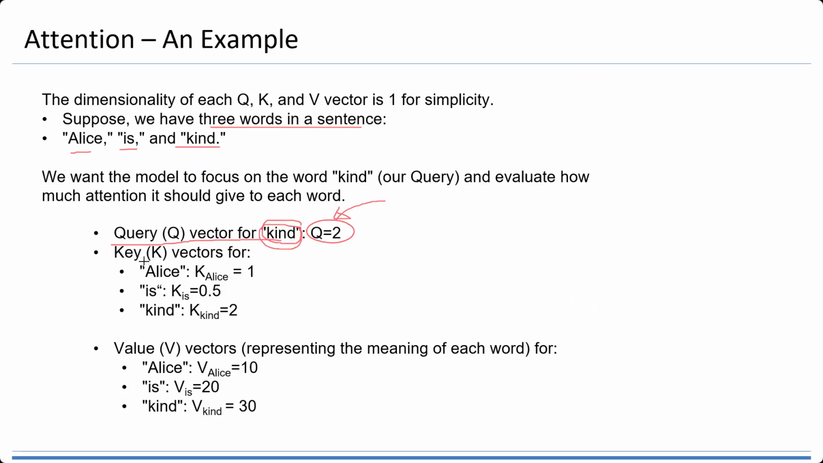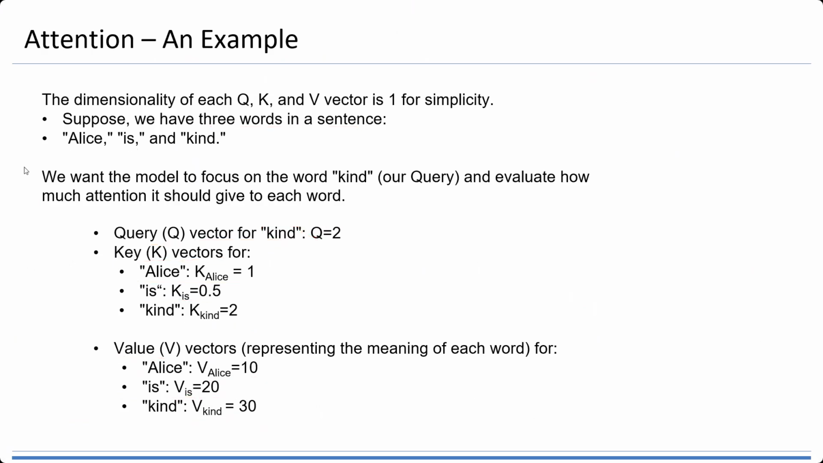And then we have the key vectors. The key vectors are numbers that have been represented, maybe based on the embedding, or maybe by any factors created previously. So you have Alice as 1, is 0.5, and kind is 2. For the value vectors, we have Alice is 10, is is 20, and kind is 30.